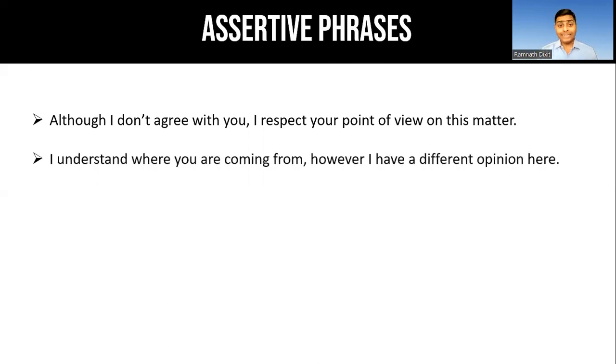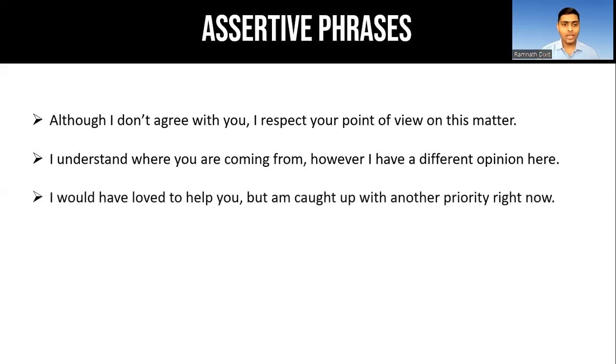The other thing is: I understand where you're coming from. However, I have a different opinion here. Almost similar to the first one, but this is slightly more refined in saying that I know why you're saying what you're saying. You're saying it because this is what happened in your department or in your function, or this was your previous experience which makes you say something like this. However, I have a difference of opinion here. I think that was an exception. Maybe we need to look at this. So that's a good way of putting things across. It is considerate, it is respectful, but at the same time, you're saying no when you don't agree, right? So that's a good way to put it across.